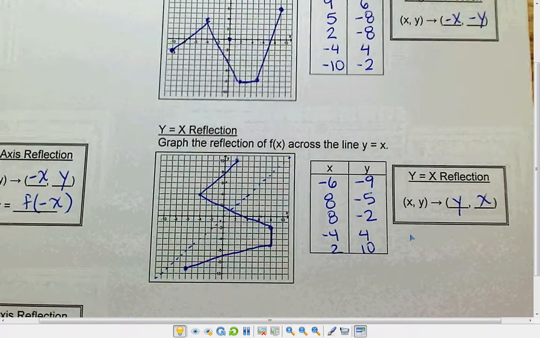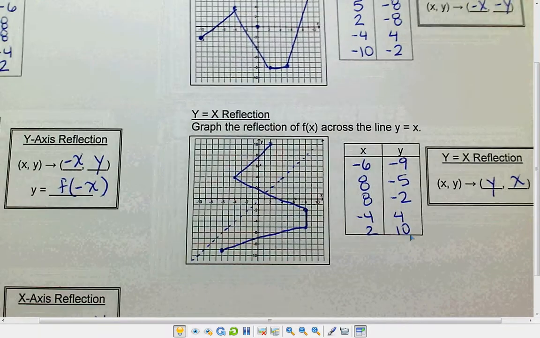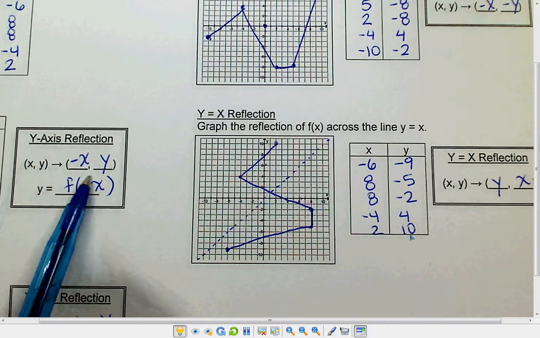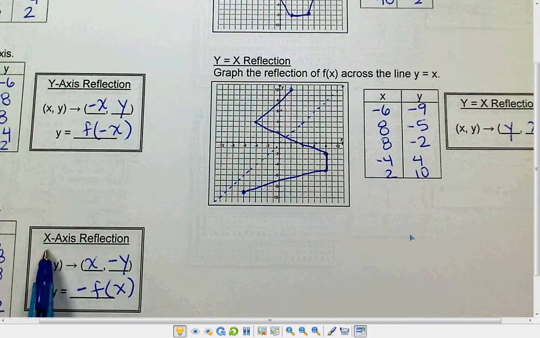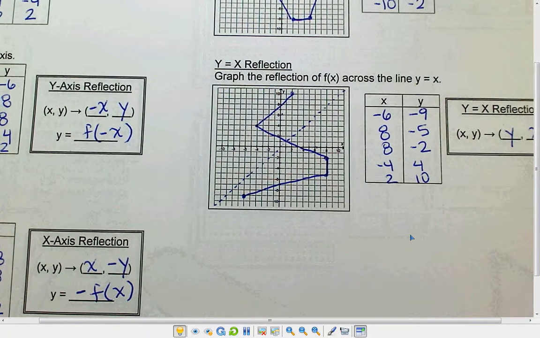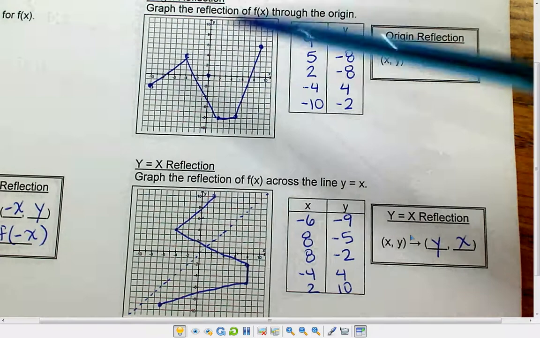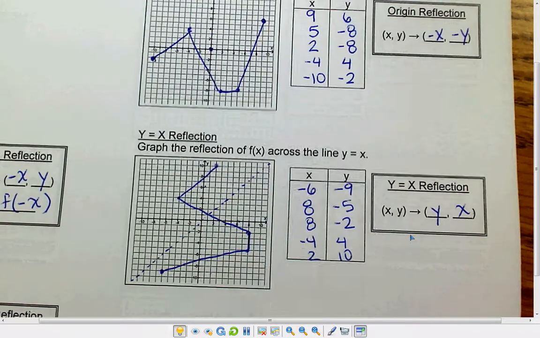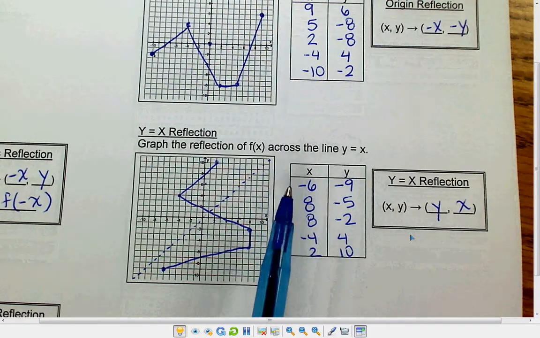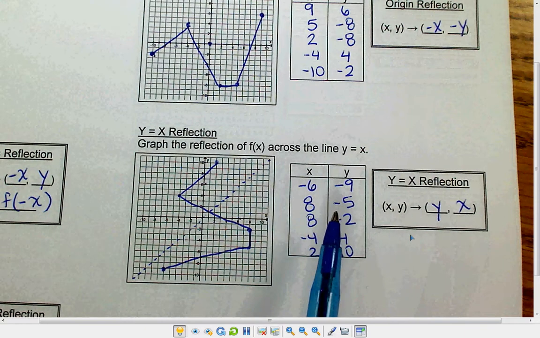So these are the 4 reflections you need to know. If you reflect it across your y-axis, the x changes signs. If you reflect it across your x-axis, the y changes sign. If you reflect it across the origin, they both change signs. And if you reflect it across the line y equals x, they change places, so your x and your y switch.